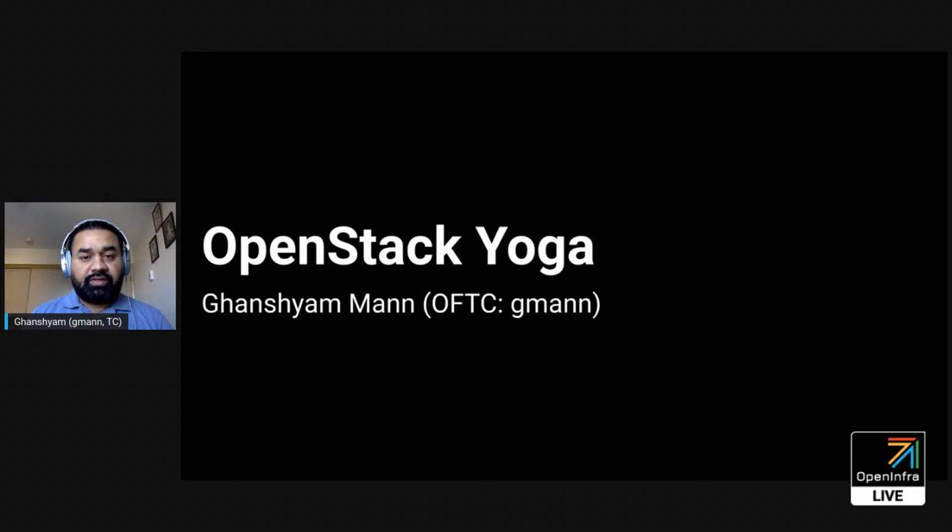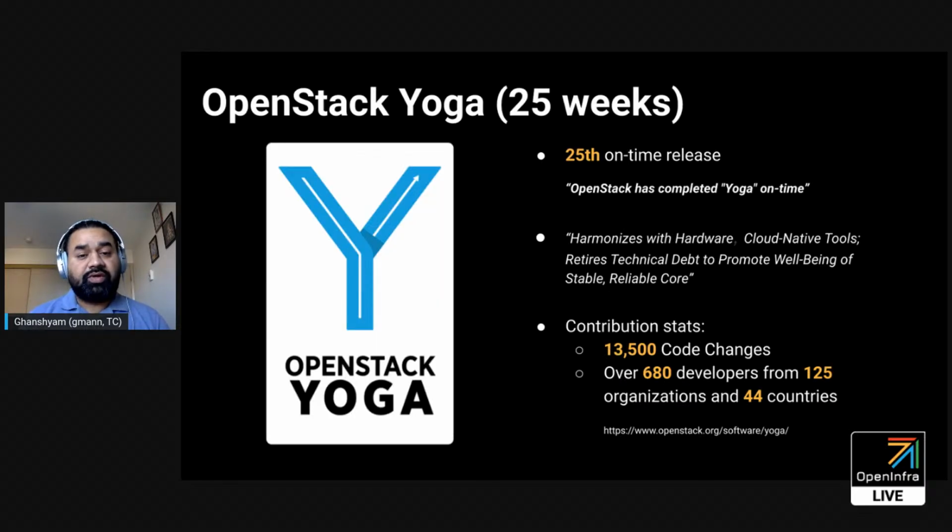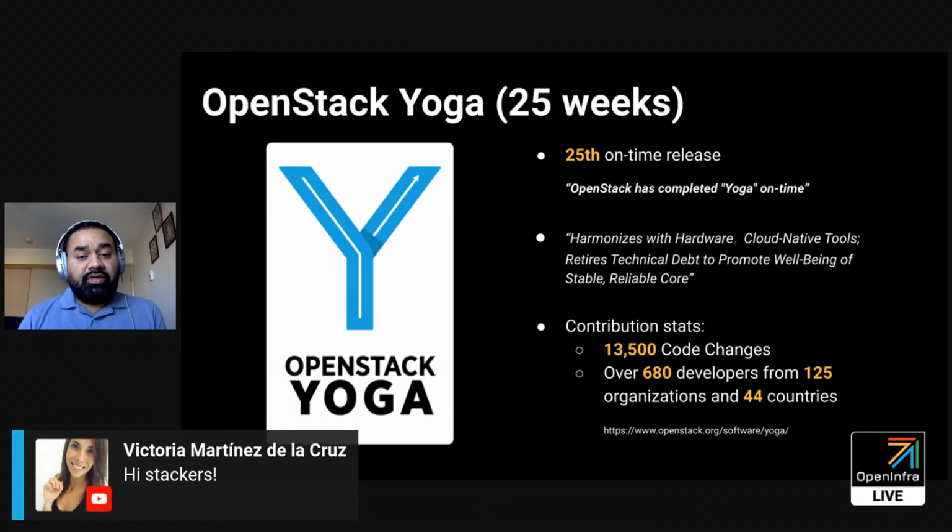Before we start, I would like to give a little bit of overview of OpenStack Yoga with stats and a few updates from the technical committee on the governance side. So OpenStack Yoga is the 25th on-time release, which is around 12 and a half years. And yes, its name is Yoga, so OpenStack has completed Yoga on time. It has a lot of hardware support features like smart NIC DPU and cloud native tool integration, Kubernetes promises, and a lot of retires of technical debts to make it more stable and more maintainable. So a lot of features.